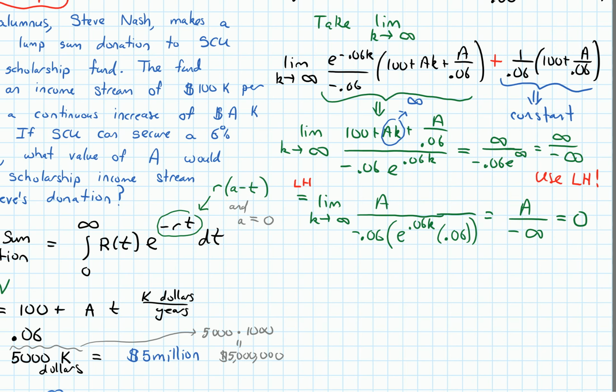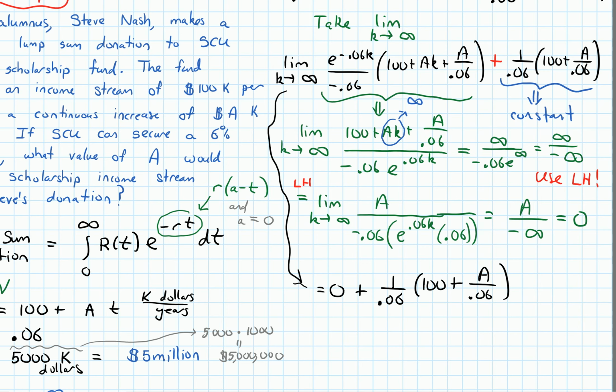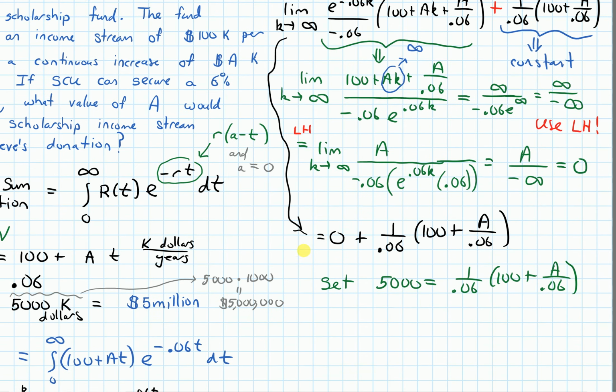Alrighty, so for this limit, now we know the limit of the first term using L'Hopital's rule is 0. And the second part was a constant, so it's still there, 1 over 0.06 times 100 plus a over 0.06. And remember that this whole thing was supposed to be equal to 5,000 at the start. So let's set 5,000 equal to 1 over 0.06 times 100 plus a over 0.06. And now we're almost there. Now it's just a bit of algebra.